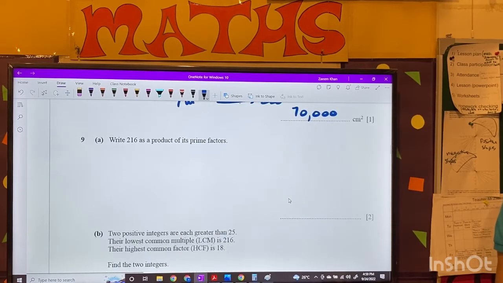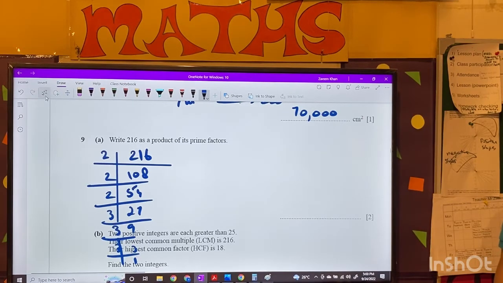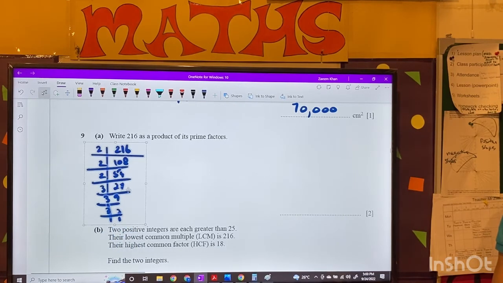Stay focused over here. Write 216 as a product of its prime factors. इसमें क्या method use करते हैं? Division method. Students mostly usually know it as an HCF LCM method, but इसको division method कहा जाता है. 54 we divided by 2, 27. If you continue that, 3, 9, 3, 3, and then 3, 1. Let me squeeze that a little bit so that it's visible.